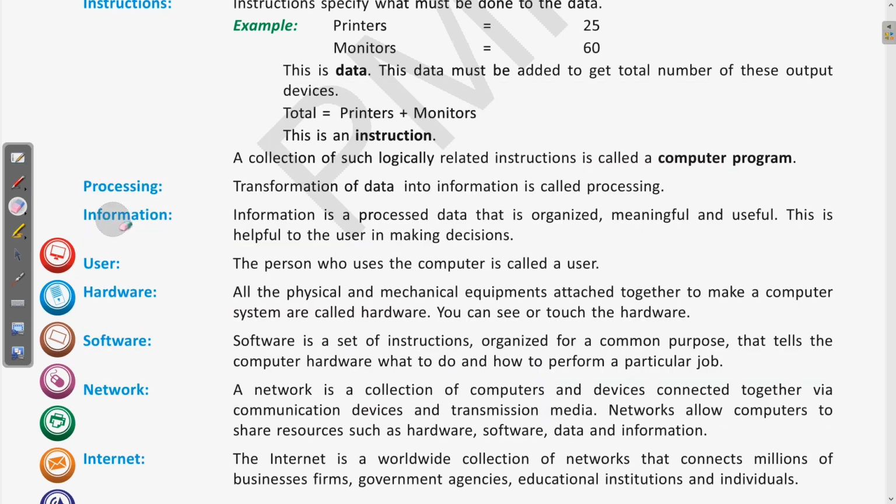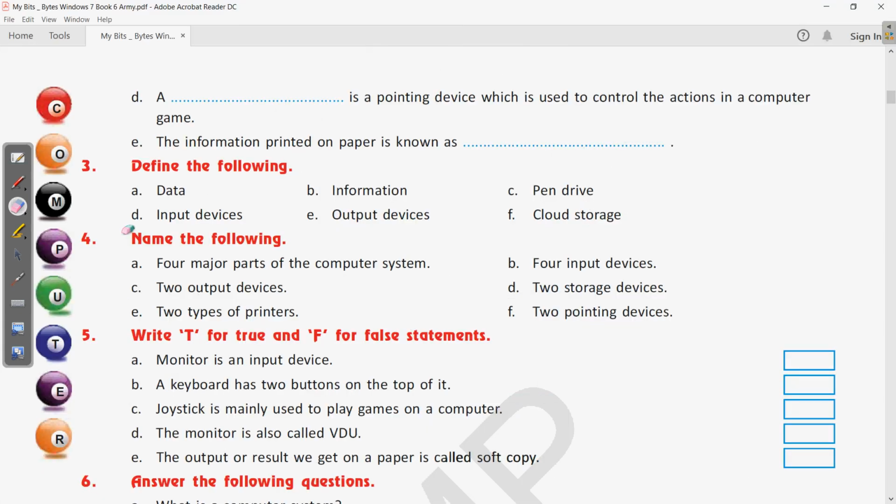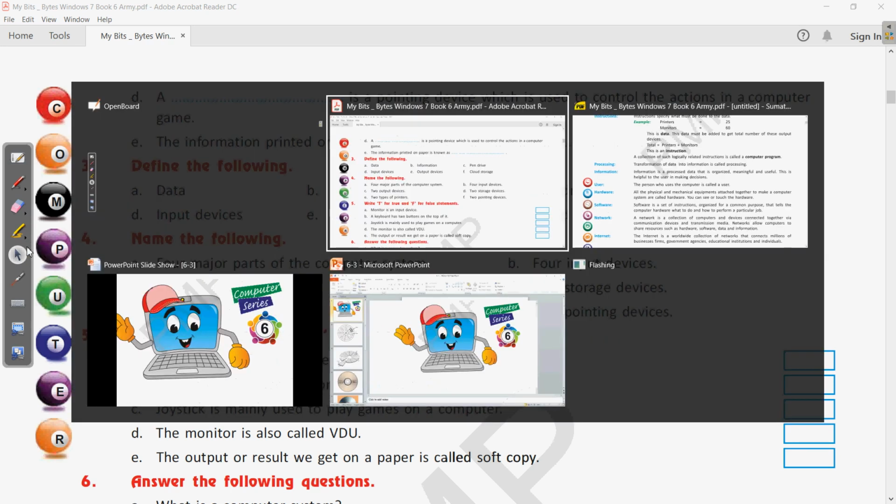Let us see the third question. The third question is, define pen drive. Pen drive, it is very easy. You can find it in the book also. So let us see what is pen drive.